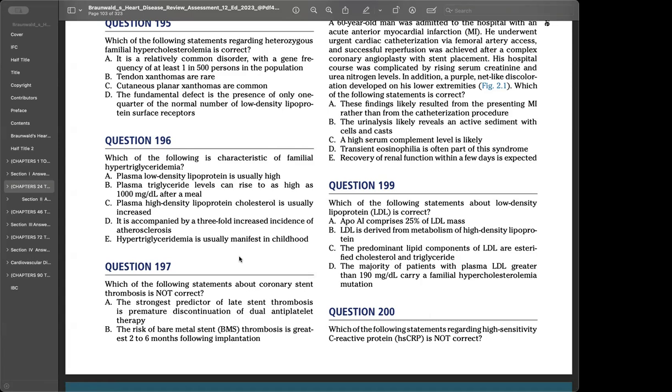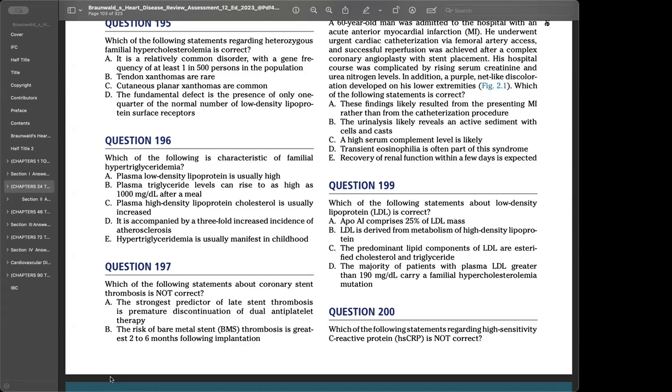So go back to the questions now. Question 197 says which of the following statements about coronary stent thrombosis is not correct? Dr. Faith, please, we can hear you, so if you can turn off your mic. Okay, thank you. Option A, the strongest predictor of late stent thrombosis is premature discontinuation of dual antiplatelet therapy.